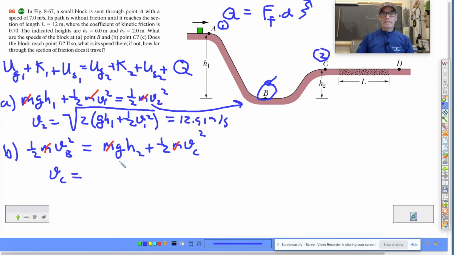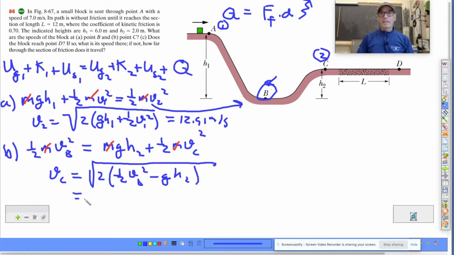Velocity at c is the square root. Okay, I'm just going to put that square root sign there. But before, I'm subtracting gh2 from both sides. Okay, and then I'm going to multiply both sides by 2. So 2 times the quantity 1/2 velocity at B squared minus gh2. All right, so that's the symbolic expression for the velocity at C.